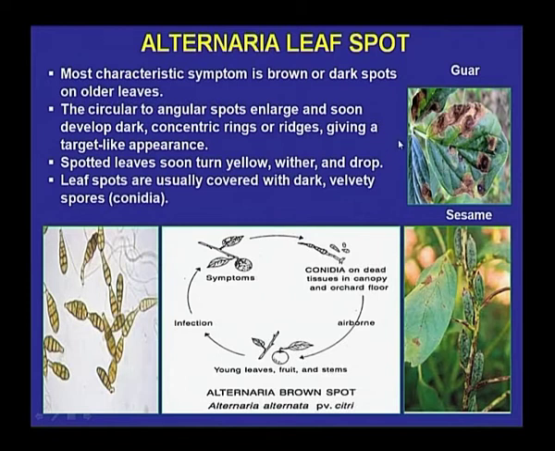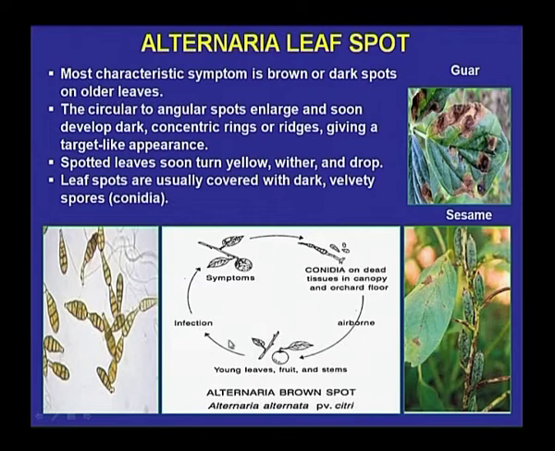Spotted leaves soon turn yellow, wither and drop. Leaf spots are usually covered with dark velvety spores. We will find dark velvety spores of Alternaria on these spots here. So, this is the leaf spot infected with Alternaria on a guar crop. This is the sesamum plant showing leaf spots on the fruits as well as on the stems and leaves. This is the causal organism Alternaria. You see the conidia of Alternaria having alternate septation, therefore it is known as Alternaria.